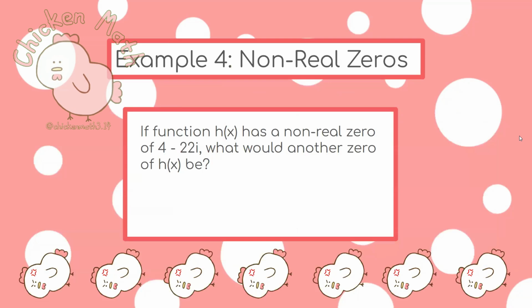All right, we're going to be talking about non-real zeros next. If function h of x has a non-real zero of 4 minus 22i, what would another zero of h of x be? So we're going to be thinking about our conjugates, in which the signs of our binomials switch. So right here we have 4 minus 22i. So 4 plus 22i would be the other non-real zero of h of x.